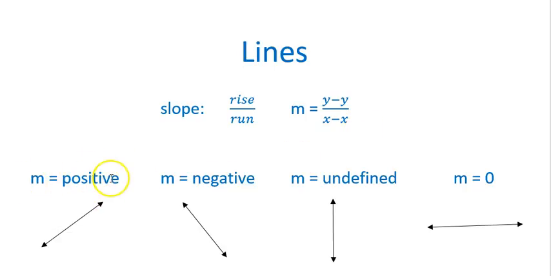If you have a positive slope, that line is going uphill left to right. If your slope is negative, that line is going downhill from left to right. If you get an undefined slope, that happens when you get a 0 on the bottom of your fraction. That is a vertical line.